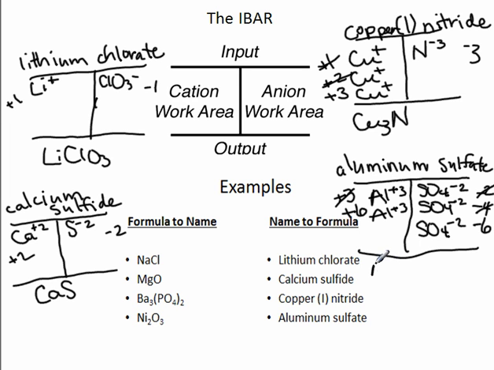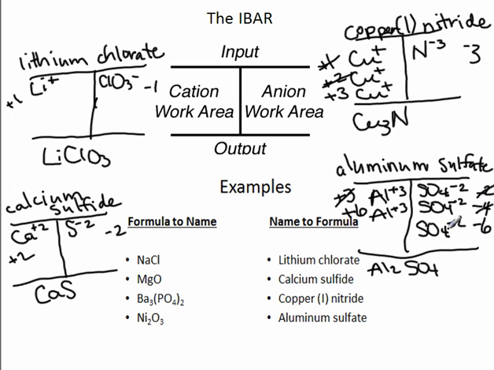My formula, Al, I have 2 of those. And here's where it gets just a little bit tricky. SO4 is all together. So I have SO4, but I have 3 of them. I can't just put my 3 right here. If I put my 3 right next to the 4, it looks like I have 43 oxygens.